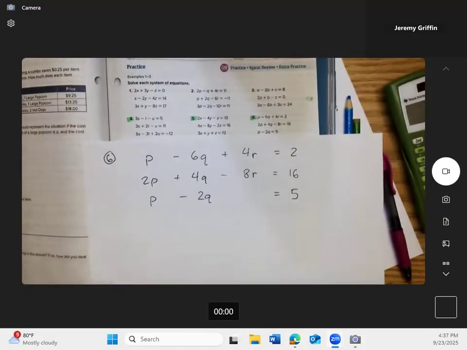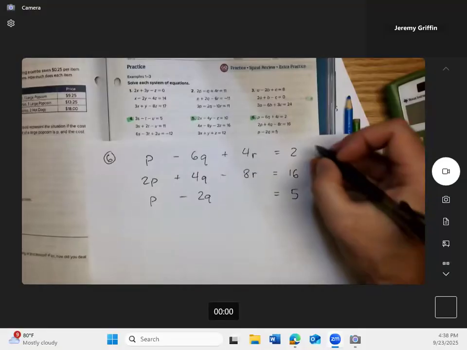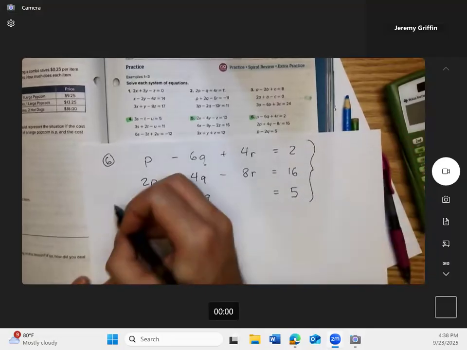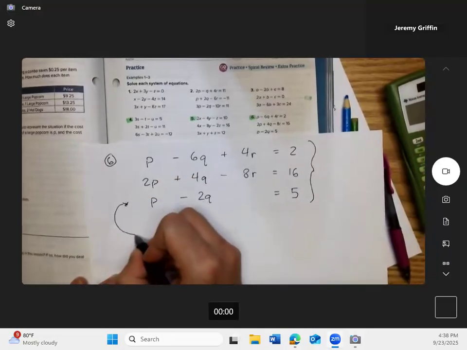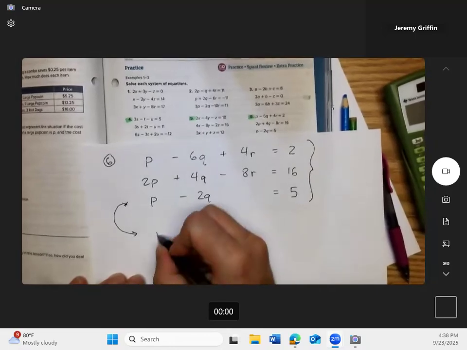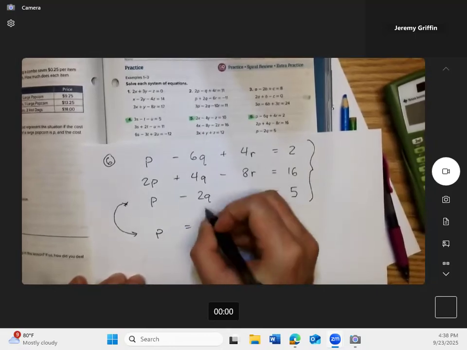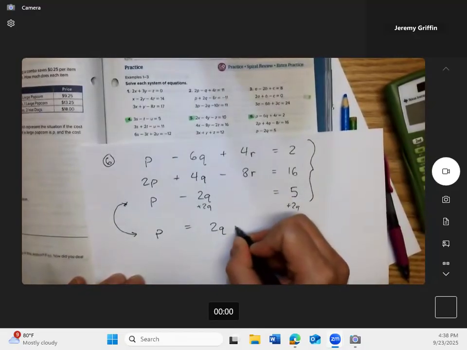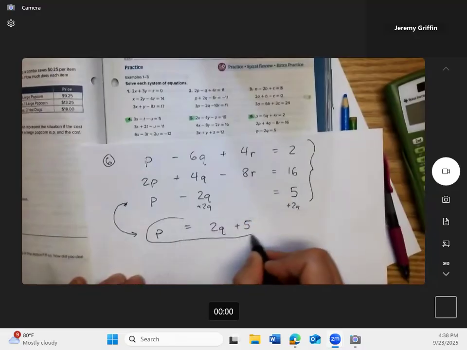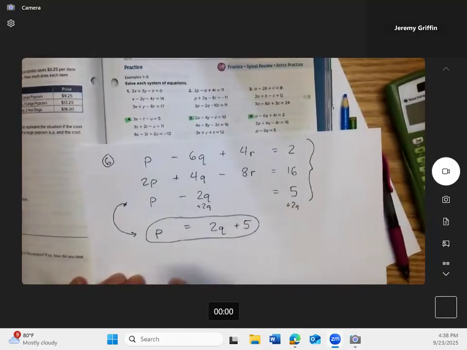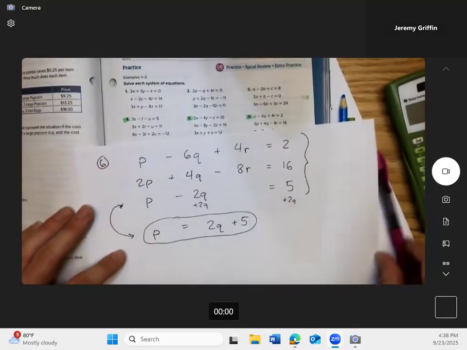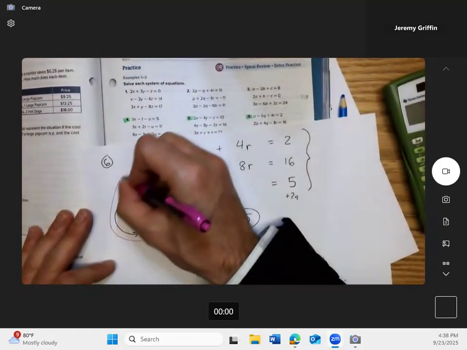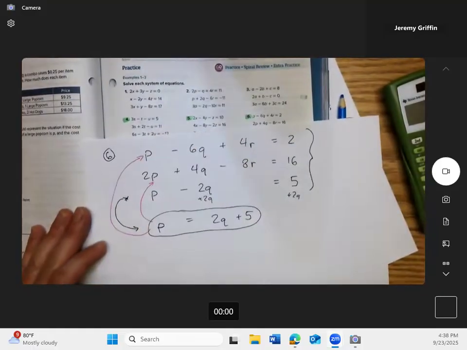How should I approach this one? I don't know, but here, I'll just start playing around with it and see what happens. Let's say I take this third expression, I rearrange and solve for p. So p equals, I add over the 2q, and that would look like 2q plus 5. And I think I can use this as a substitution. So in place of p, I could substitute this into that p and also that p right there.